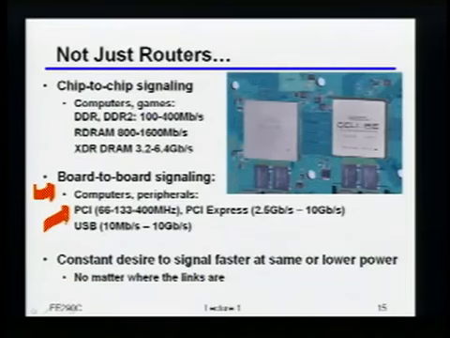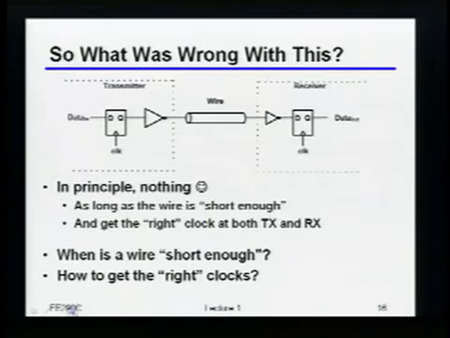So the bottom line here is that we basically have this constant desire to signal faster and faster, but at the same or even lower power consumption as before. And that's universally true no matter where these links end up popping up. So given that context, I wanted to come back to this very cartoon picture and ask the question: okay, fine, I want these really high-speed links. They have to go inside of these backplanes or inside of these boards or whatever. So what's wrong with this picture that I drew here?